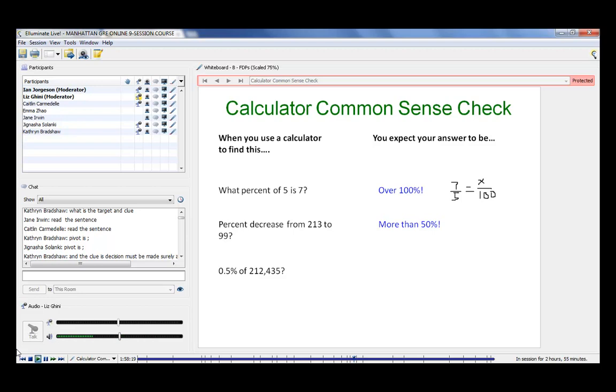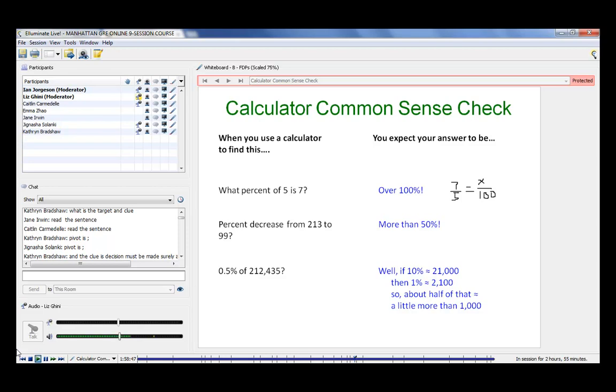Okay, and then just approximately 0.5% of 212,435, approximately. What does that have to be? What does that have to be? Just approximating it. Quickly, no calculator, approximate. All right, approximate. Whoa, okay. All right, hang on. It's got to be just a little more than 1,000.